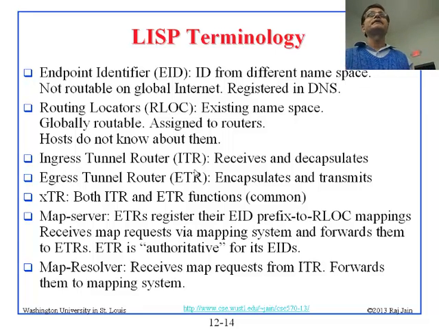That is the directory where you go, not DNS. DNS information doesn't change, but the map server information changes as people move. Okay, so now you can see, well, let me finish this line. Map resolver receives map requests from ITR and forwards them to the mapping system. So that is basically, there are 2 functions here, server and resolver.